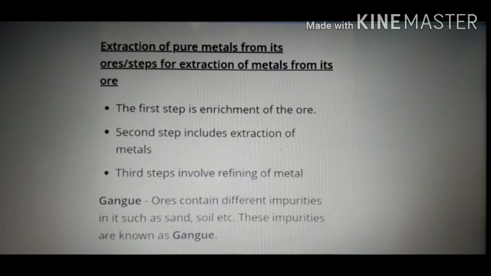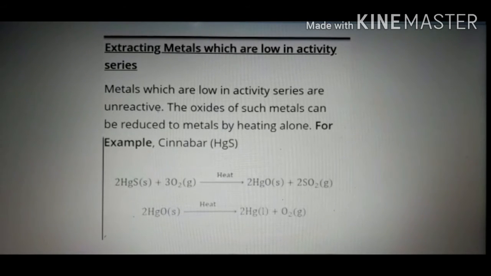Next we are going to discuss extracting metals which are low in the activity series. As we have discussed in the reactivity series, the least reactive metals are copper, mercury, silver, and gold. Metals which are low in the activity series are unreactive. These metals are mainly found in oxide form. Oxides of such metals can be reduced to metal by heating alone.